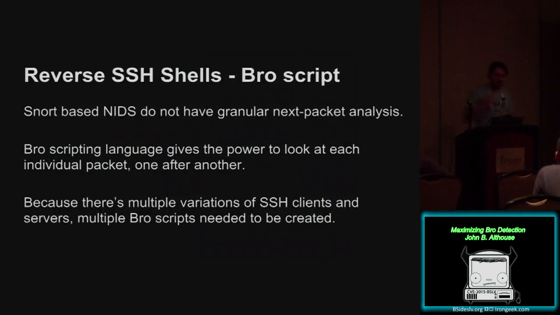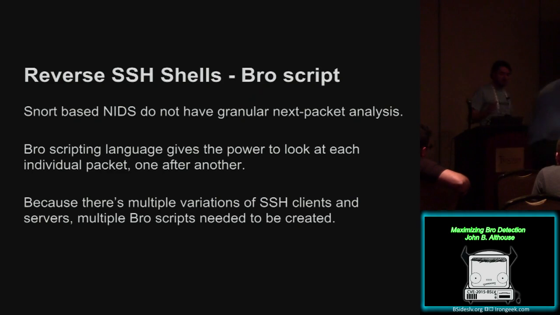Some lessons learned with this. Snort-based network intrusion detection systems don't have that granular next packet analysis. You can't tell Snort, I want to look for this, and then the very next packet has to look like this. Snort doesn't have a way to do that, but Bro does. And the scripting language that Bro has really gives you that power.